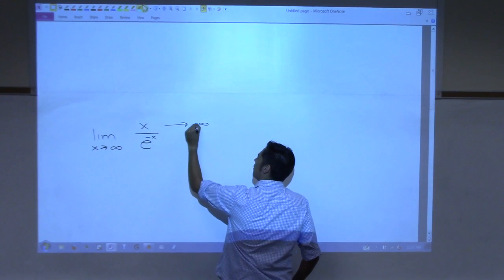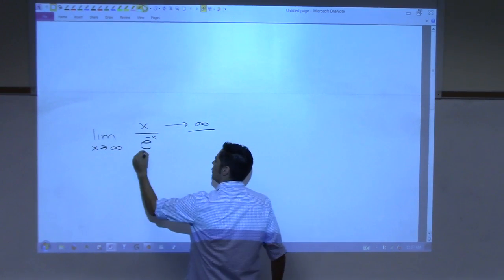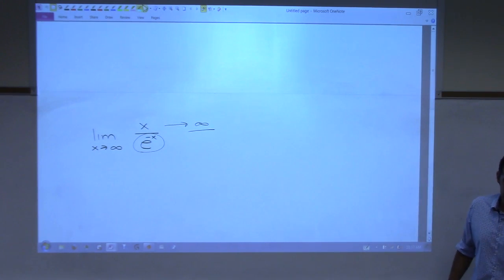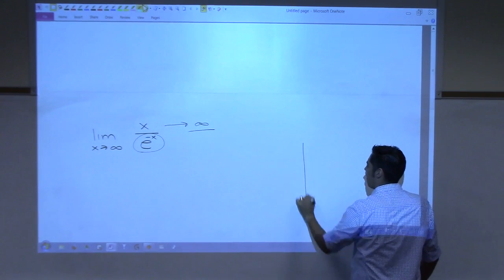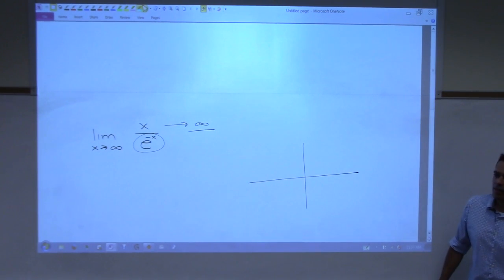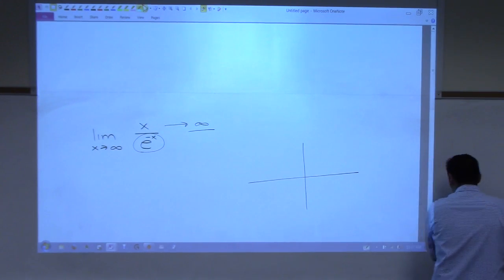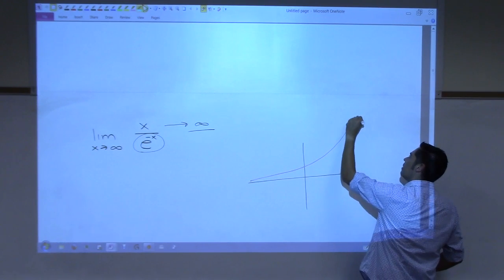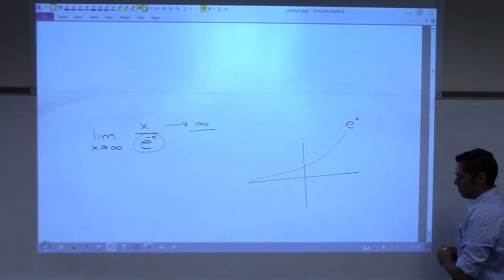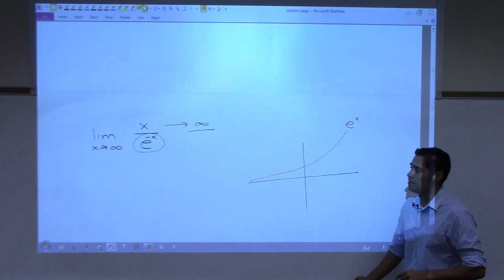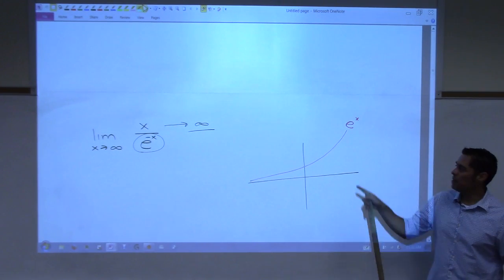This goes to infinity, right? Over, what does e to the negative x mean? It's important that you understand what this means. What does e to the negative x look like? This is e to the x, right here. This is e to the x, right everyone? That's e to the x. It flips it, not along the x-axis, along the y-axis. e to the negative x is a reflection of this.